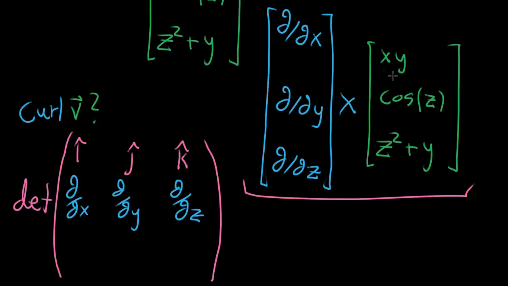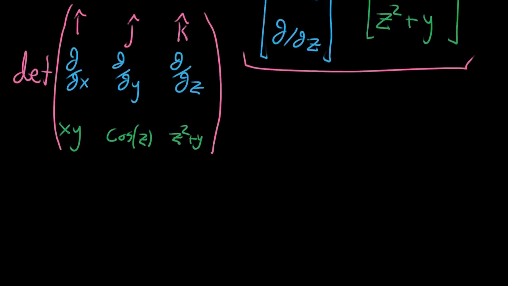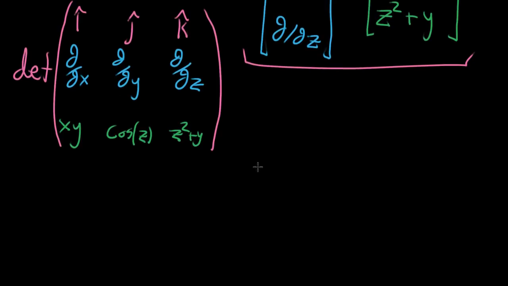So the first component here is xy. The second component is cosine of z. And then that final component is z squared plus y. So I'll give some room here, maybe make it more visible. So this is the determinant we need to compute. And this is going to be broken up into three different parts. The first one, we take this top part, i, and multiply it by the determinant of this submatrix.